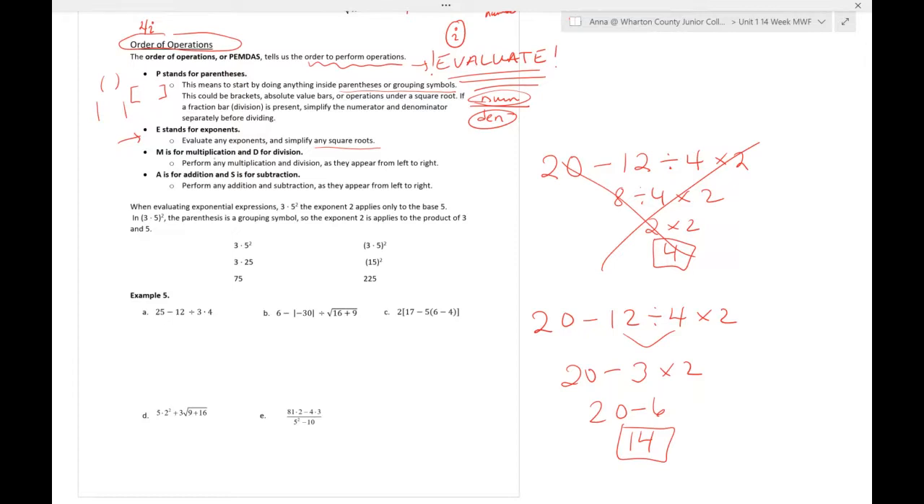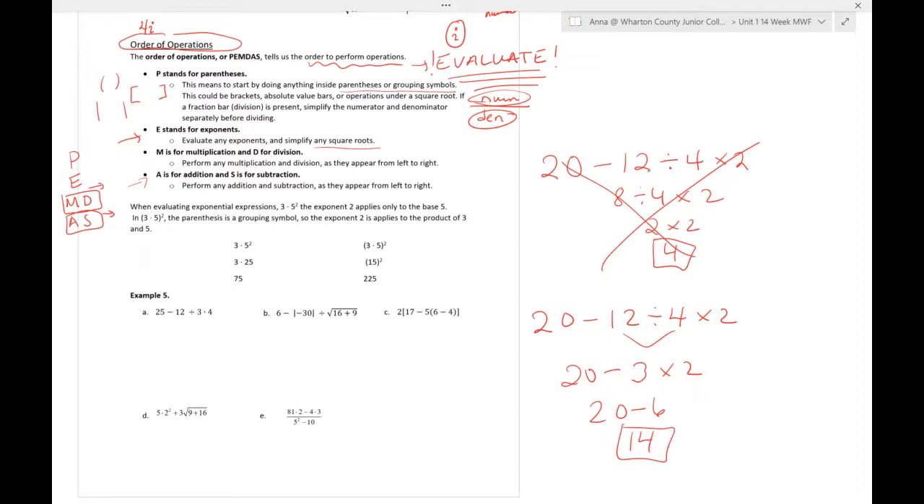The M is for multiplication and D is for division. These happen at the same time from left to right. And A is for addition and S is for subtraction. So you might have learned PEMDAS, either horizontally or vertically. I sometimes draw it vertically so that I can explicitly show that multiplication and division happen at the same time from left to right, and addition and subtraction happen at the same time from left to right. You might have learned, please excuse my dear Aunt Sally.